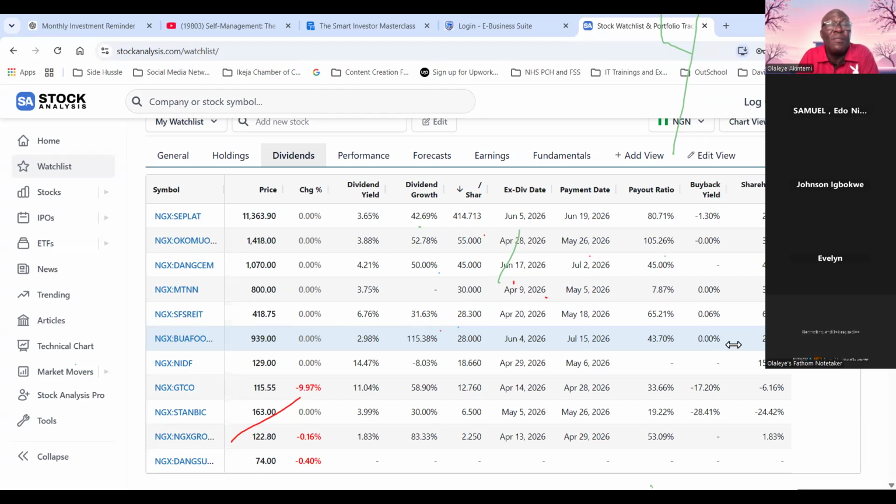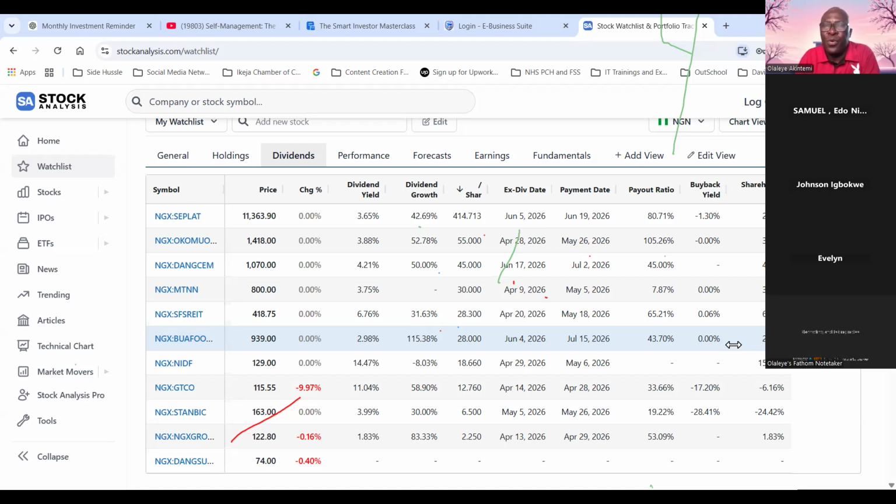Sir, please, will Stanbic IBTC be selling the Dangote IPO on their platform? No. Okay. There are very few stockbrokers that have already been approved to sell it on their platform. Well, don't let me say no. I'm not sure.